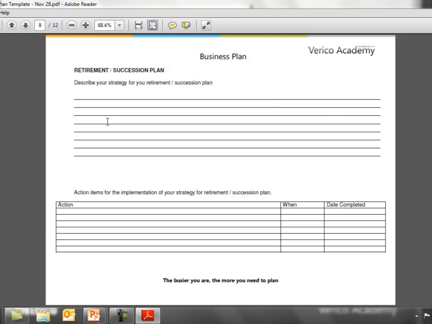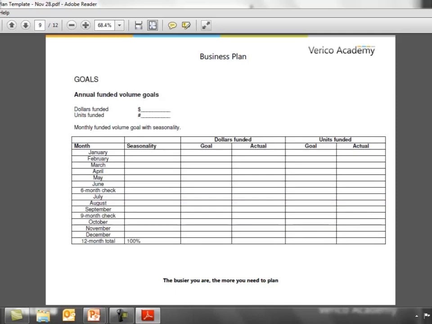So your action items would be maybe that you want to send more business to the lenders that offer you trailer fees and renewal fees, because that will give you a revenue stream that helps in the value of your business. Goals. On this page, you're going to put your goals for your annual funded volume.